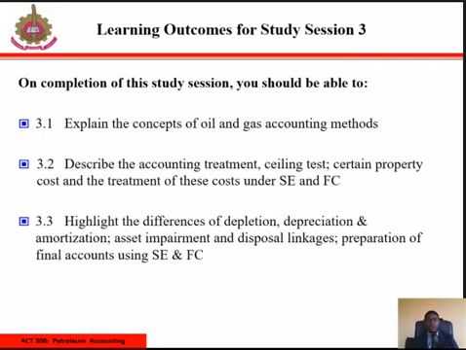We have learning outcomes for study section 3. On completion of this study section, you should be able to explain the concept of oil and gas accounting methods. You should be able to describe the accounting treatment, ceiling test, certain property cost, and treatment of this cost under the accounting method of oil and gas, which is the successful effort and full cost method. Then you should be able to highlight the differences of depletion, depreciation, and amortization, asset impairment and disposal linkages, preparation of final account using the successful effort and the full cost method.